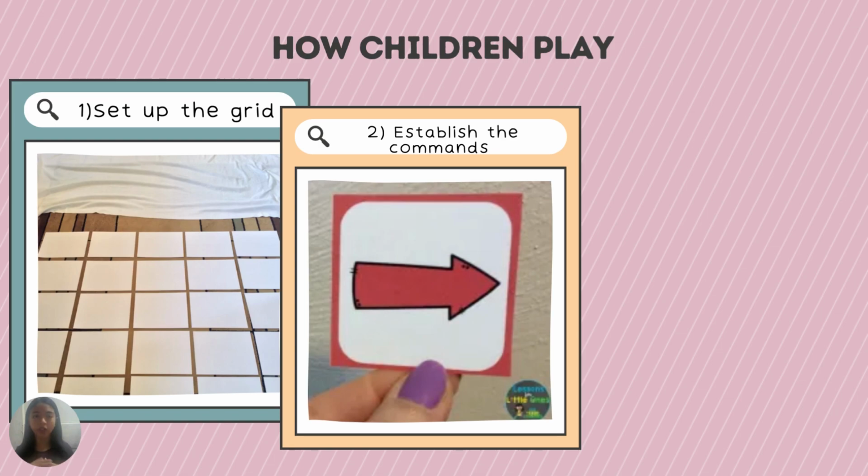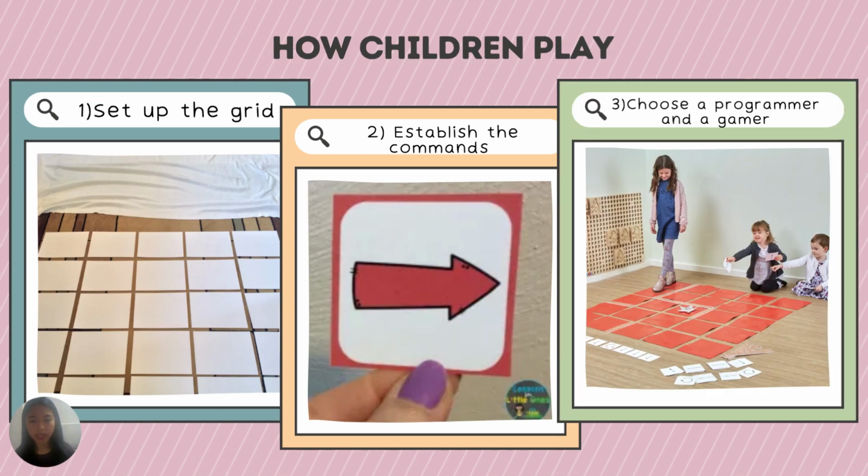So as a group, the children determine the commands for moving the character along the grid. So directional arrows which can point up, down, left or right when placed on the grid. Okay? These are the visual symbols to represent the command. Children can easily make and use lots of arrows on mini cards or sticky notes.